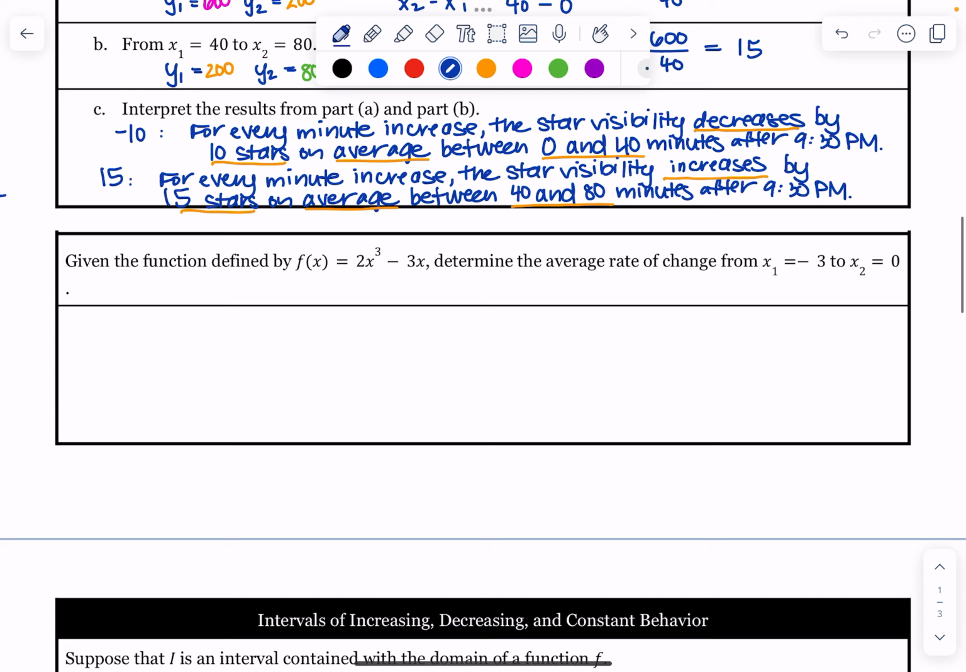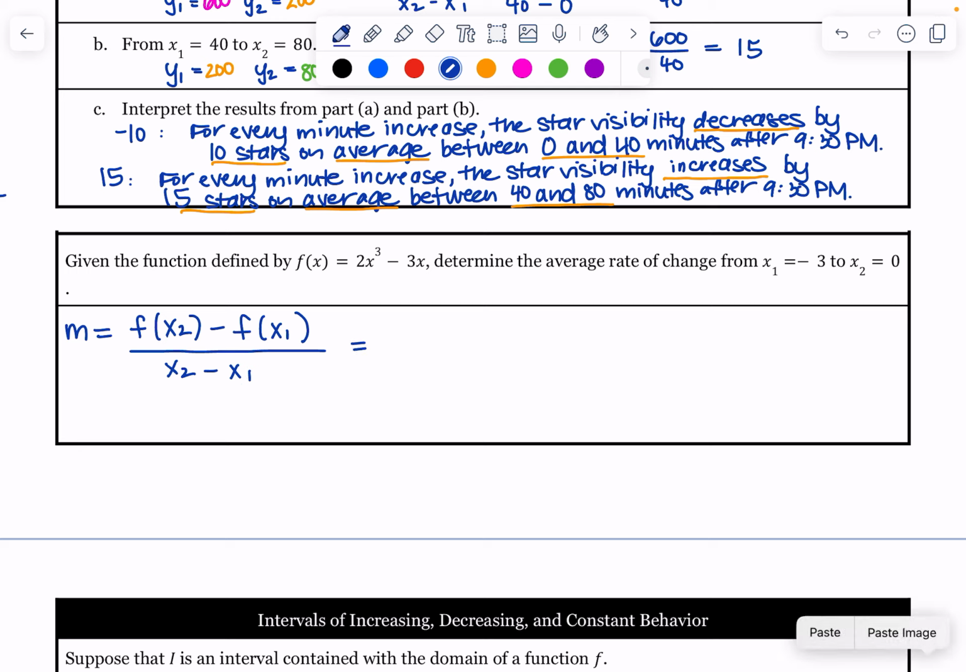All right, this next section says, given the function defined by f of x equals 2x cubed minus 3x, determine the average rate of change from x1 equals negative 3 to x2 equals 0. So the slope formula, or the average rate of change, will be found by f of x2 minus f of x1 over x2 minus x1. So before we start, I think finding f of x2 and f of x1 is probably wise so we don't mess up down the line.